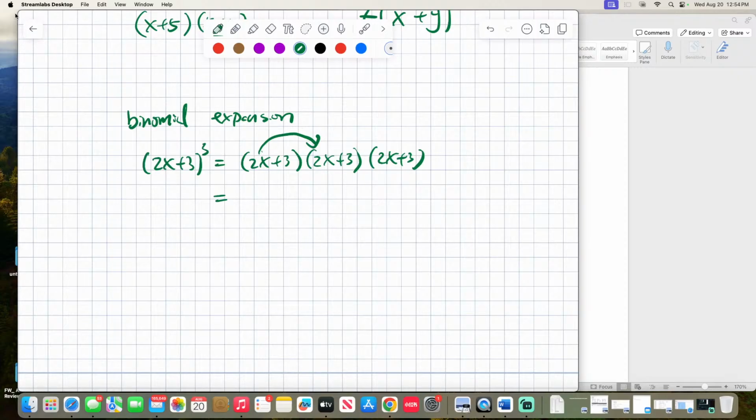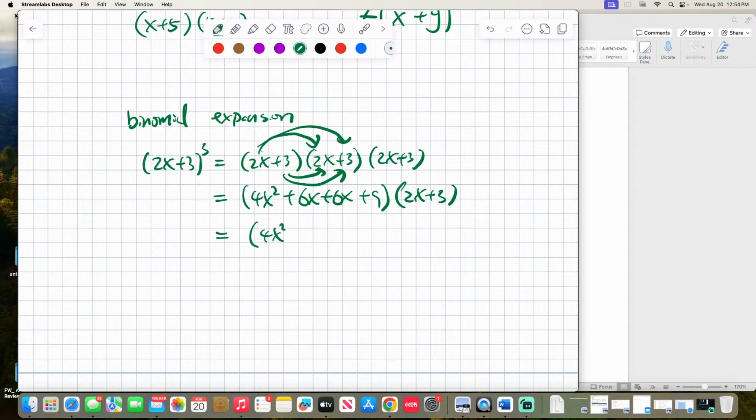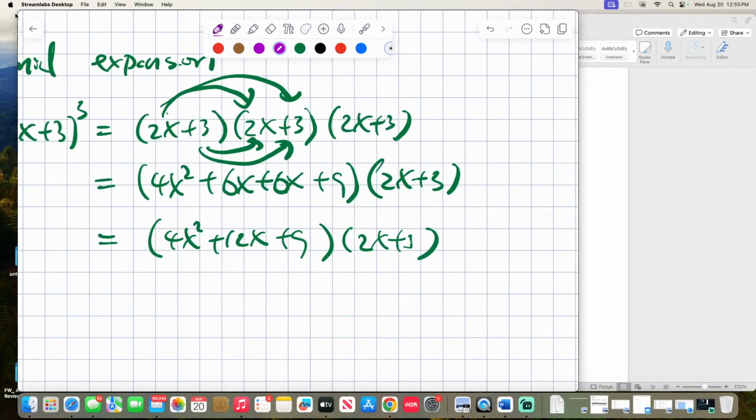And then you're gonna have to do a little bit better way. So this one's gonna be 4x squared plus 6x plus 6x plus 9, and times 2x plus 3. And I will combine the like terms. So far, anybody have any questions? That's plus 12x. That's plus 9. So far, any questions?